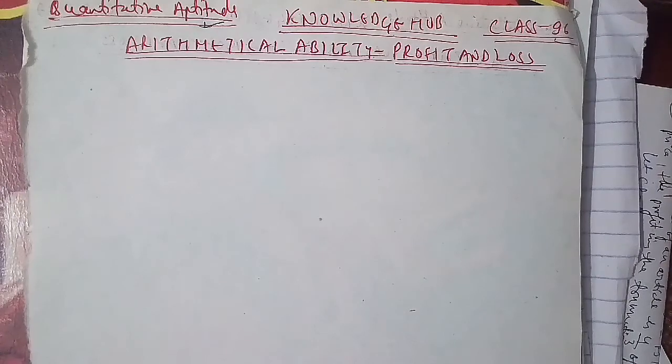In profit and loss, we had done 69 questions in the 95 classes of quantitative aptitude. Now we'll go ahead further and discuss it.